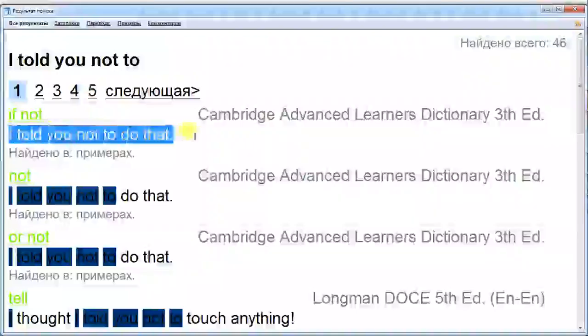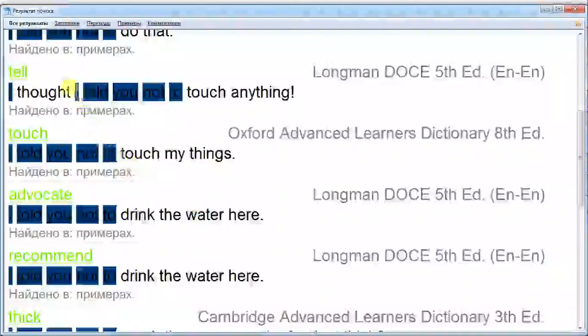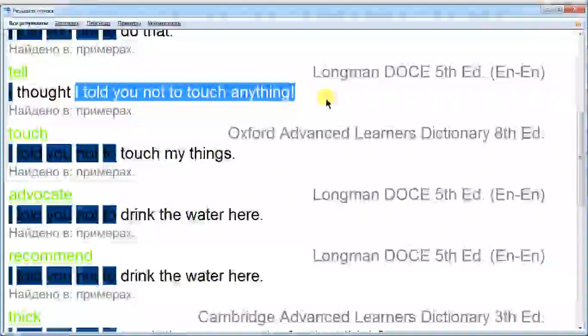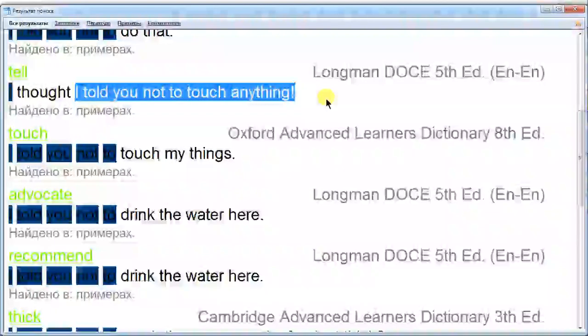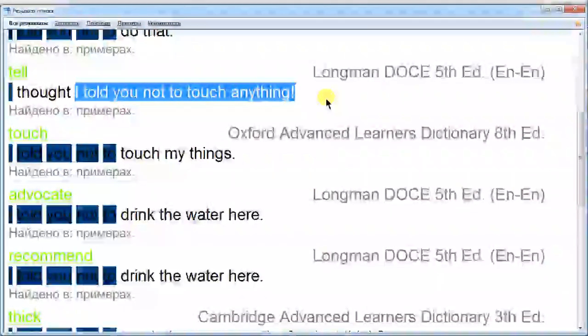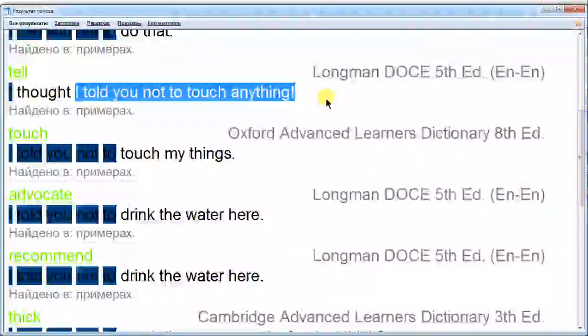I told you not to do that. I told you not to touch anything. You broke it. I told you not to touch.